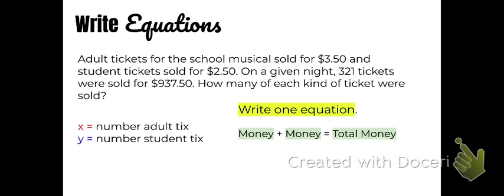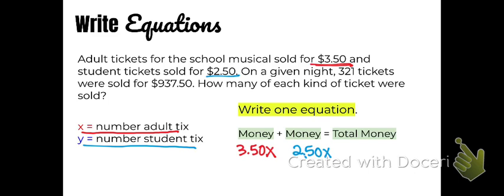So here, you're gathering some money for the adult tickets. Adult tickets cost $3.50. So how much money are you getting for the adult tickets? Are you getting $3.50? Well, if you only sold one adult ticket, but what if you sold 5? You would get $3.50 times 5. So you're taking $3.50 and you're multiplying it by the number of adult tickets that you sold. And then the student tickets, they're $2.50. But you don't just get $2.50, you get $2.50 times however many student tickets you sold. So these two things added together, does that equal 321? No. Money plus money equals total money, right here.